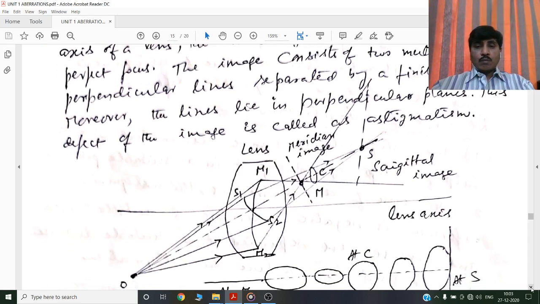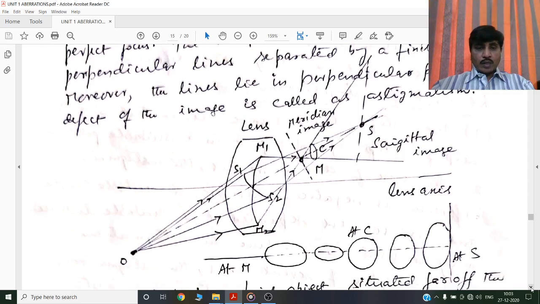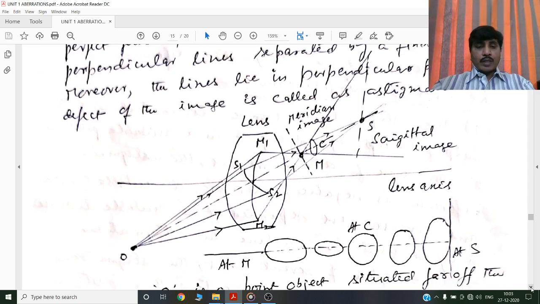Astigmatism can be explained by using the diagram shown in the figure. In the diagram, O is a point object placed far away from the axis of a convex lens of large thickness. In the lens, we can assume two mutually perpendicular planes, M1 M2 and S1 S2. The plane M1 M2 is called the meridian plane, which contains the object point O and the principal axis of the lens. S1 S2 is a plane perpendicular to plane M1 M2, called the sagittal plane.